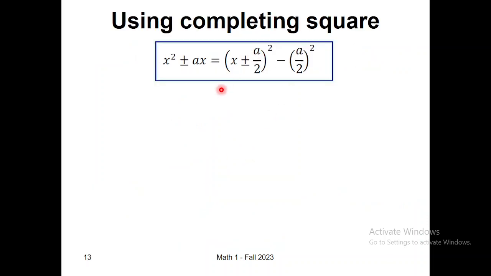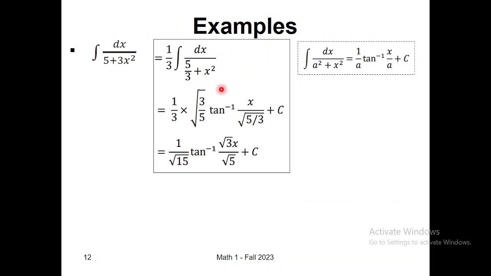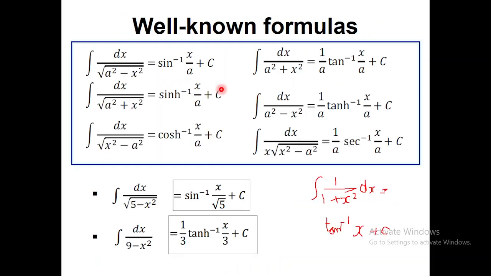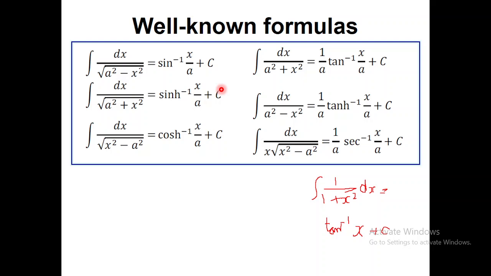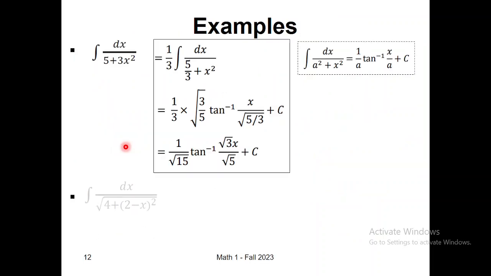In many cases, we face integration that is very similar to this well-known formula, but we have also x. All these formulas contain some constant plus x squared, or x squared minus some constant. We don't have x. So what happens if we have x? If we have x, we have to first apply the idea of completing the square in order to put the integration in this form.